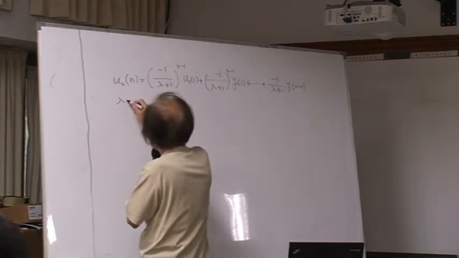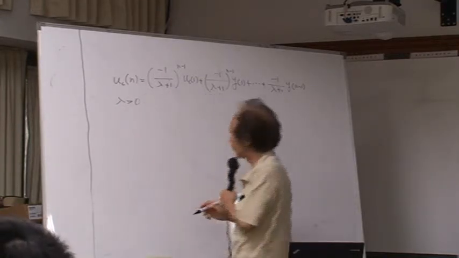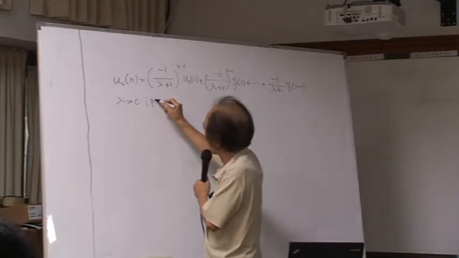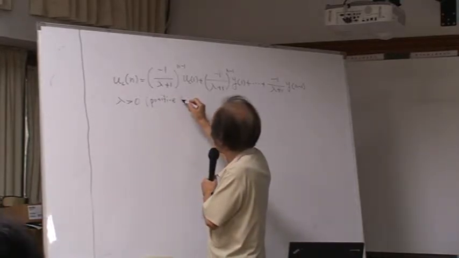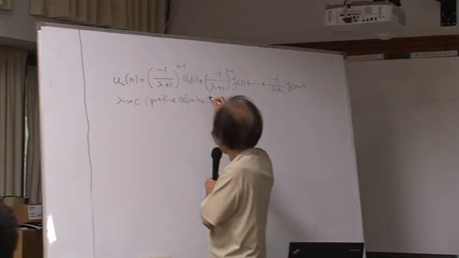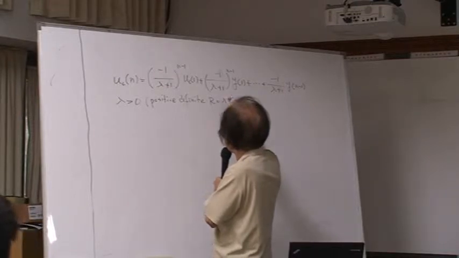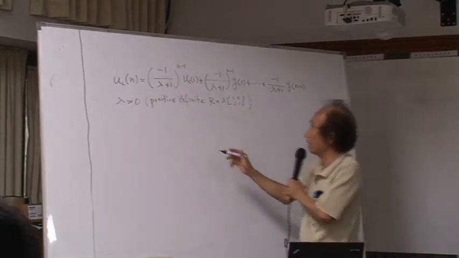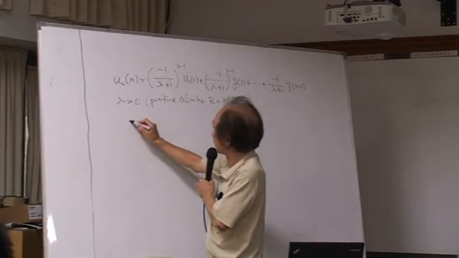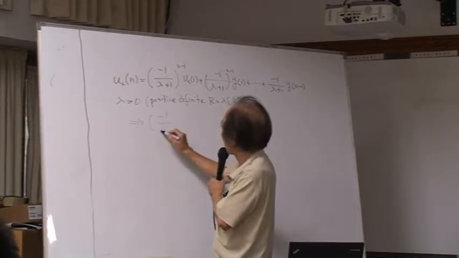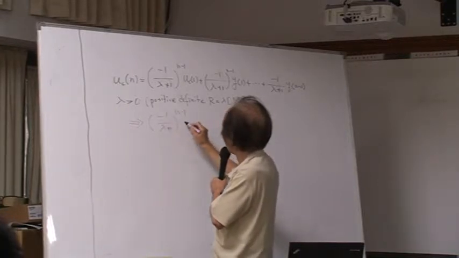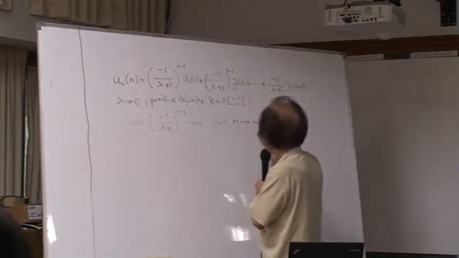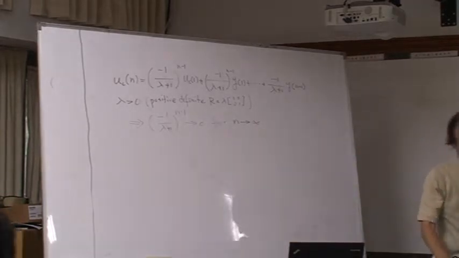We know that lambda must be larger than 0. Right? That's because we have to have the positive definite R. That's equal to lambda 1001. So that means larger than 0. What does that mean? It means that minus 1 over lambda plus 1 to the n minus 1 will approach 0 for n approaching infinity. Agree?